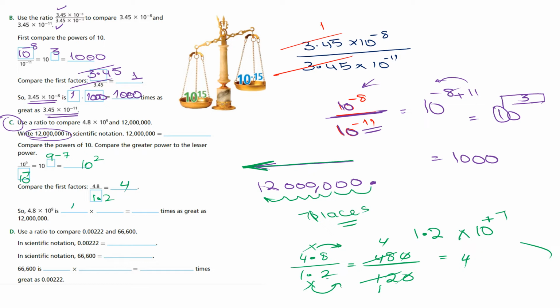Okay, so we can say 4 into 10 to the power of 9 minus 7, which is 2. So 10 to the power of 2 means what? 4, and after the 4, how many zeros do you have to put? 2 zeros. So it is 400 times greater than the other digit. Okay, now try to solve the D part yourself, because until you practice yourself, you won't succeed. I am moving to the next kind of question.